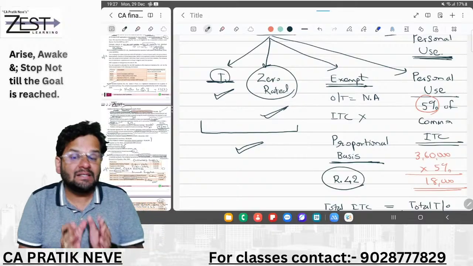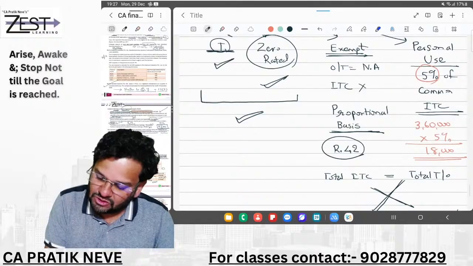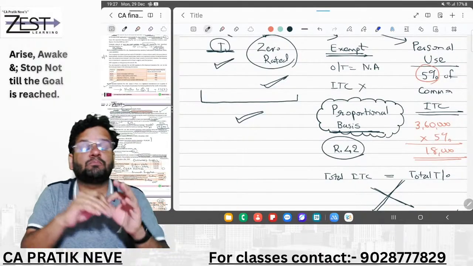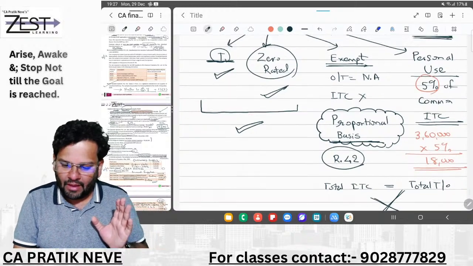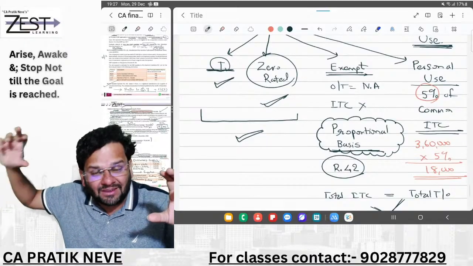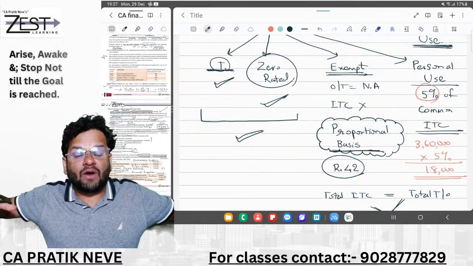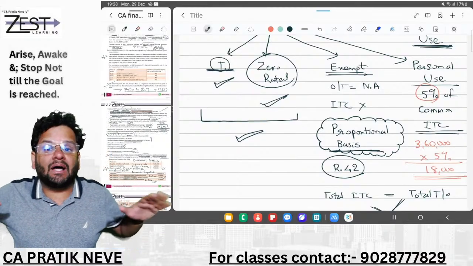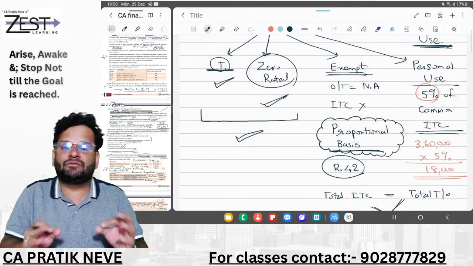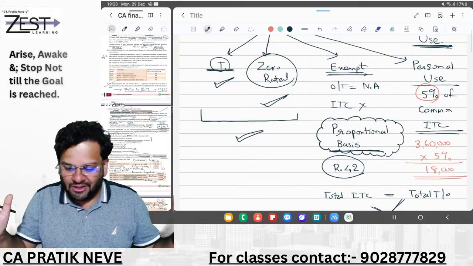Now here is where the calculation comes into the picture. The calculation is on what basis? The calculation is on a proportional basis. And as far as usage for personal use is concerned, the rule is fixed. What is the rule? 5% of common ITC will be disallowed. It is always 5%, my dear friends. This is fixed. I have not fixed it. It is fixed by the rule.